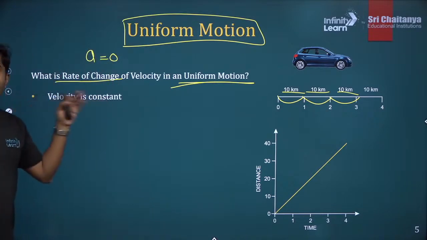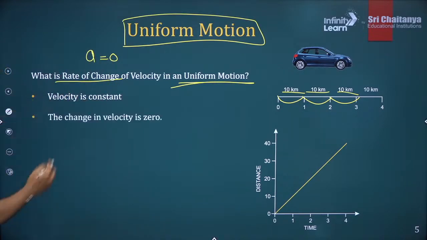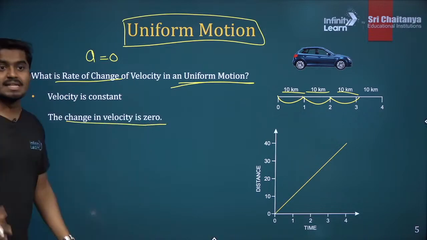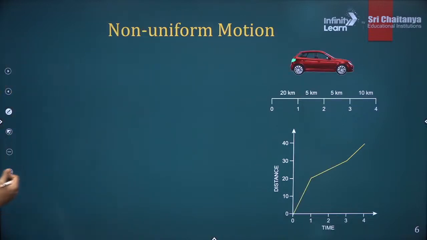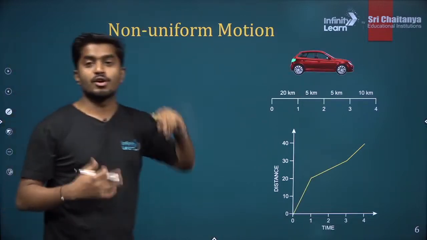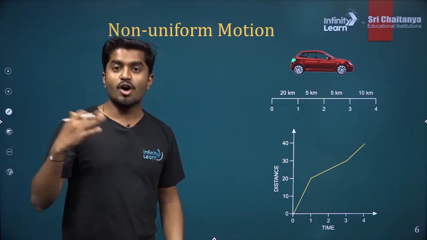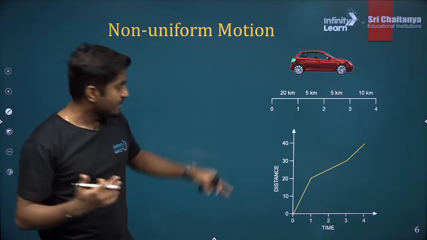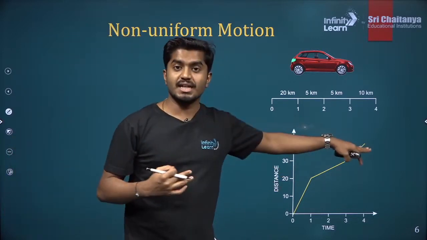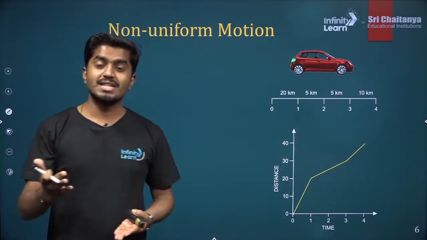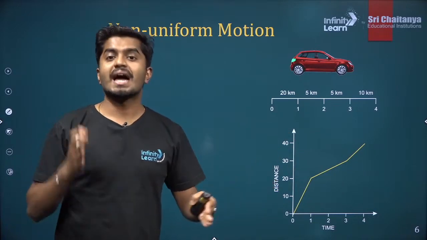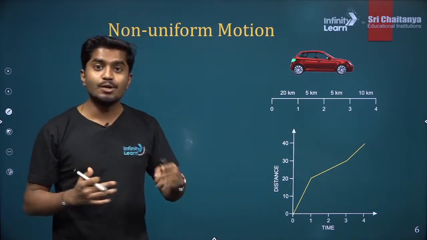Alright, velocity is constant. So if the velocity is constant, change in the velocity is 0. So if it is non-uniform motion, what will happen? Non-uniform motion means the speed of the object is changing with time. So if the speed is changing, that means the final velocity and initial velocity are not equal.